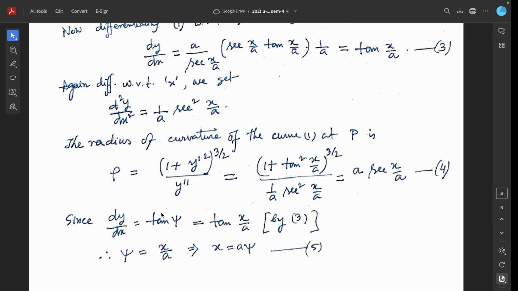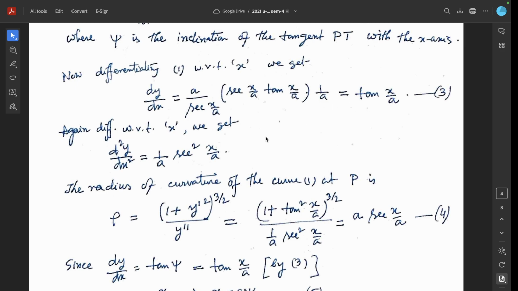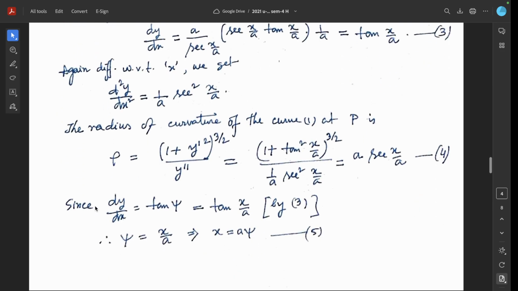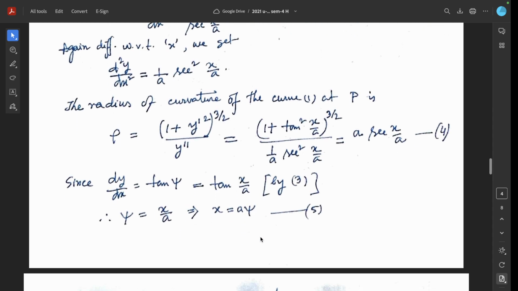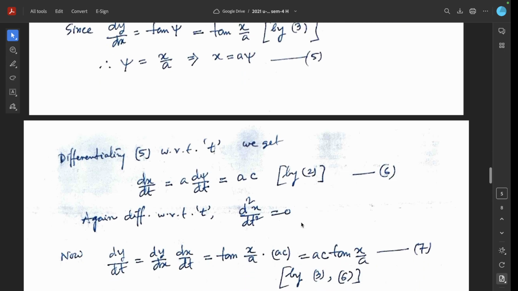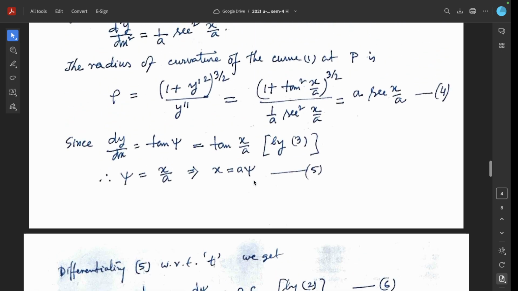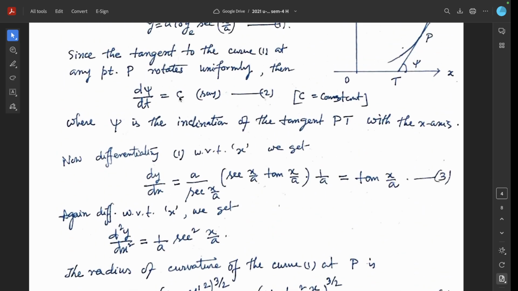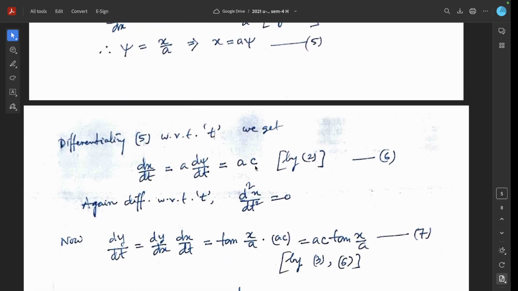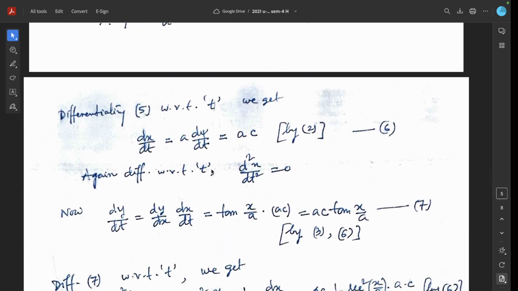Now dy/dx equals tan ψ, and tan ψ equals tan(x/a) from 3. So ψ equals x/a, hence x equals aψ, equation 5. Differentiating 5 with respect to t, dx/dt equals a dψ/dt, and this equals a times c, because from equation 2 dψ/dt equals c, equation 6. Again differentiating with respect to t, we get d²x/dt² equals 0, since a and c are constants.